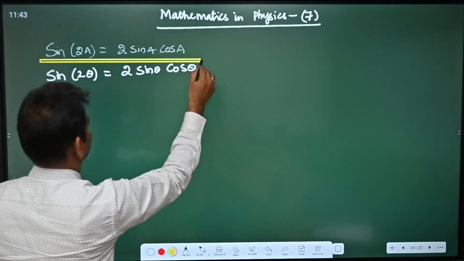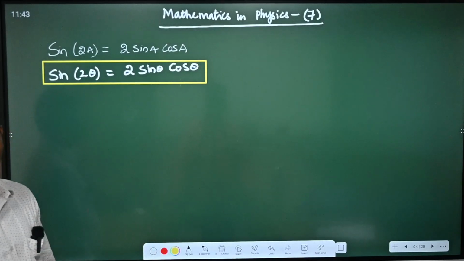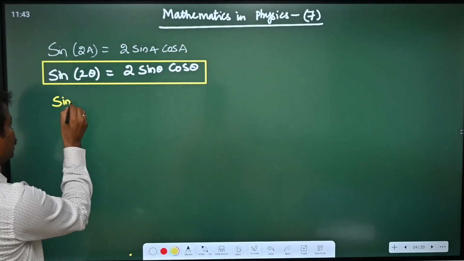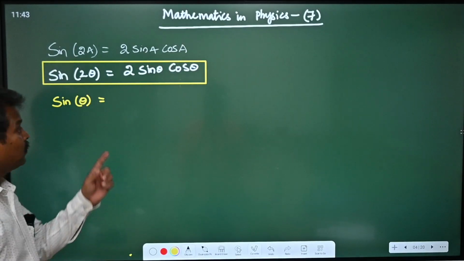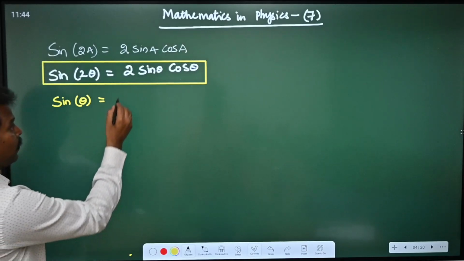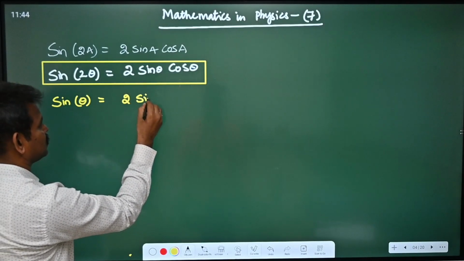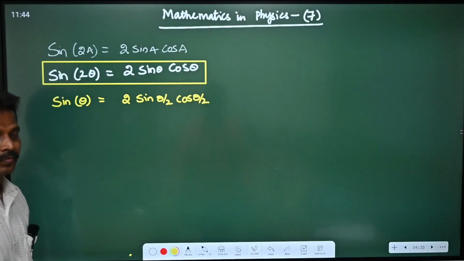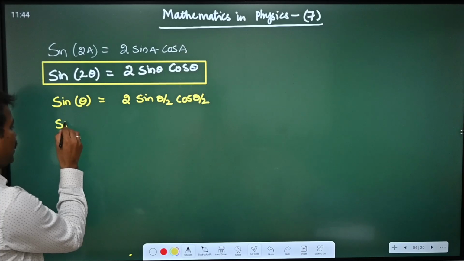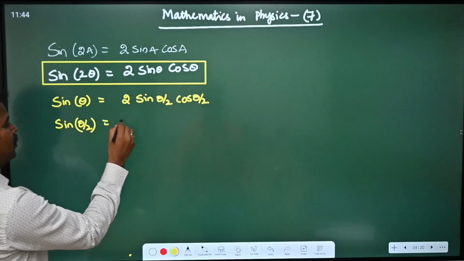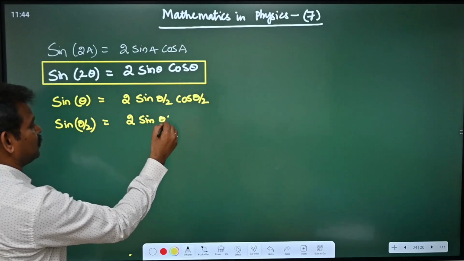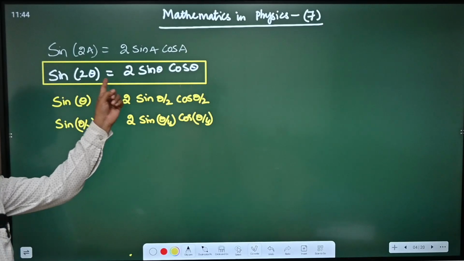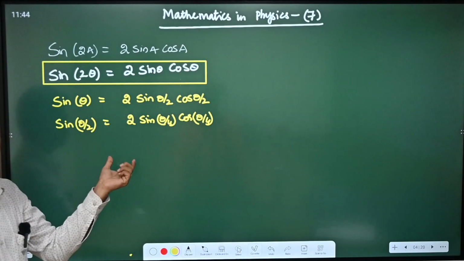So this is also one of the most important formulas. Sin 2 theta is 2 sin theta cos theta. Now, if it is given as just sin theta, as 2 theta reduced to theta, we can write this as 2 sin theta by 2 cos theta by 2. Suppose if it is sin theta by 2 only, then it will become 2 sin theta by 4 cos theta by 4. So this is the main formula. From that we can derive so many different formulas.